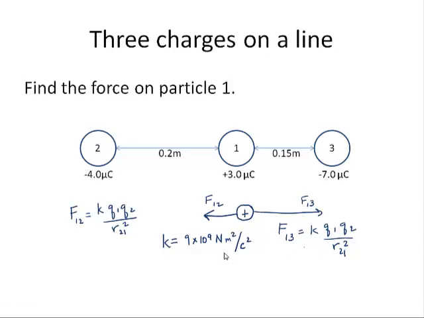So in order to find the net force on particle 1, I can write that sigma F is equal to F13, the magnitude of it, minus F12. And when I plug in numbers, what I get is 5.7 newtons to the right.